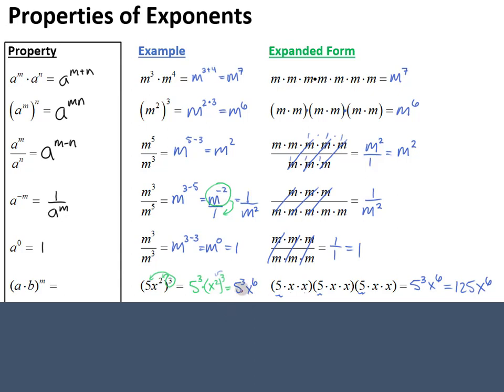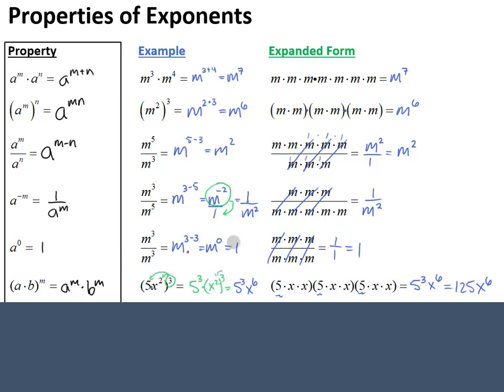But more importantly, this is helping me figure out that if I have multiplication inside my parentheses, we can distribute an exponent over that. So this m will get applied to both a and b. So we can write this as a to the m times b to the m. So you can distribute across multiplication.